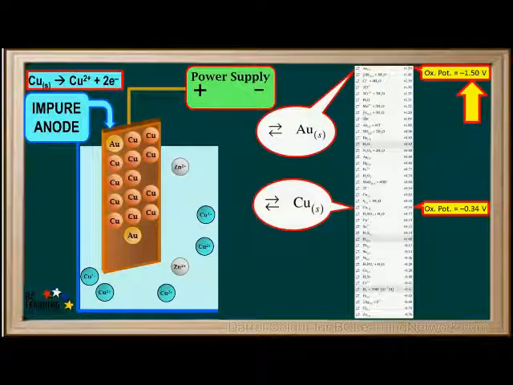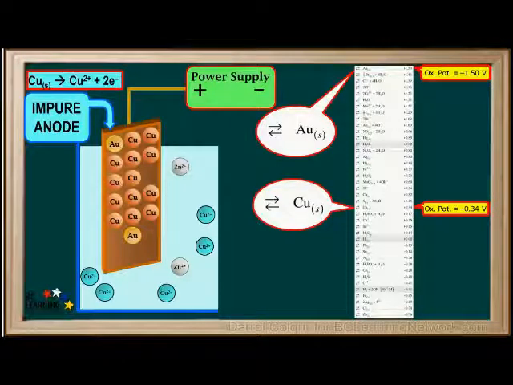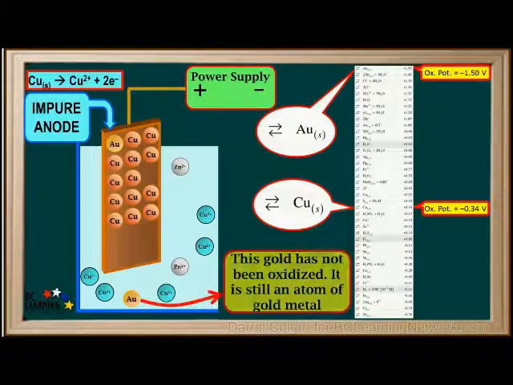Because gold has such a low oxidation potential, it cannot be oxidized as long as copper atoms are still present in the anode. As all of the copper atoms surrounding gold atoms are oxidized and leave the electrode, there is nothing left to hold the gold atoms up, so they will simply fall down onto the bottom of the container. It is important to remember that this gold has not been oxidized. It is still a neutral atom of gold metal.